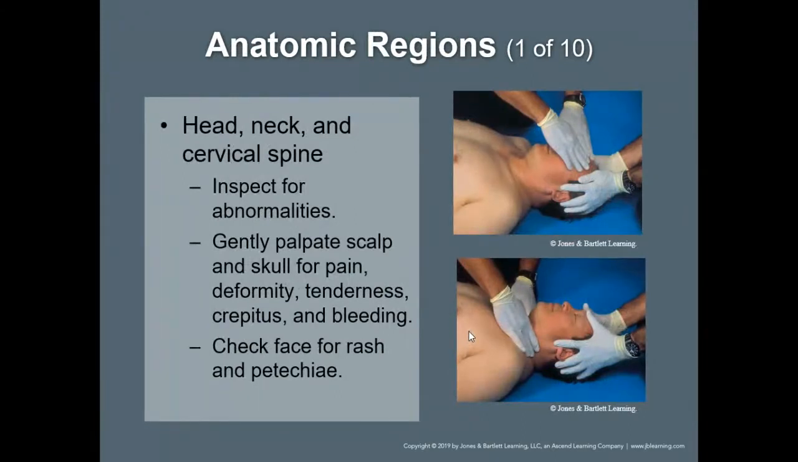Anatomic region. And with the anatomic region, we're talking about head, neck, and cervical spine. Inspect for abnormalities. Gently palpate scalp and skull for pain, deformity, tenderness, crepitation, and bleeding. Check face for rash and petechia, which is spots of discoloration around the body. That's what petechia is. So you need to look for that.